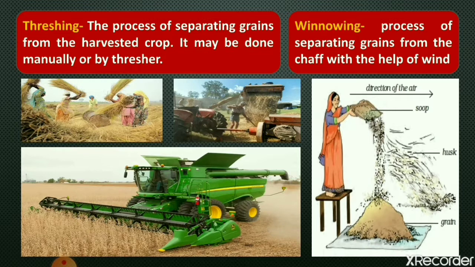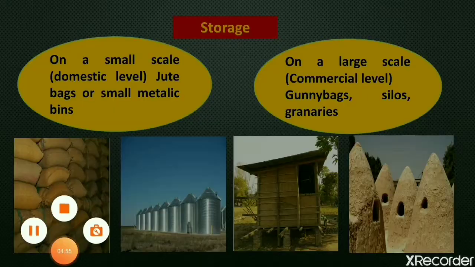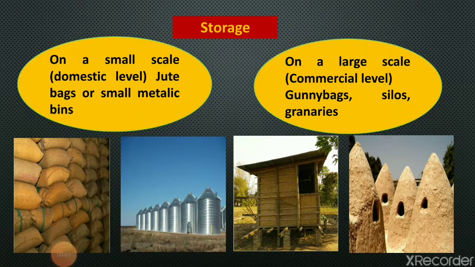In this process, the threshed crop is dropped on the ground from a height. The grains or the seeds are heavier in weight, so they fall almost straight down, and the chaff is very light, that is why it is blown away by the wind. So this is the process of winnowing.